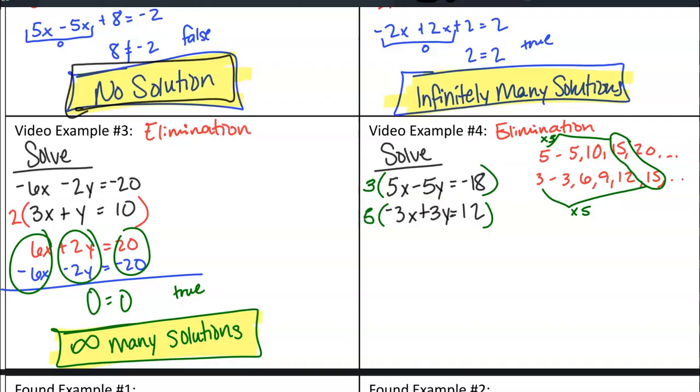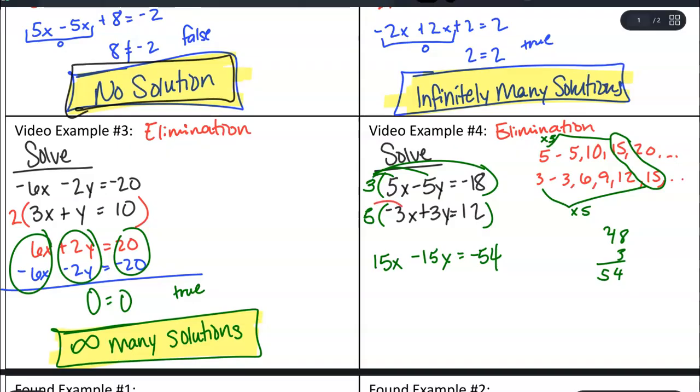Since this 5 is positive and this 3 is negative, I don't have to worry about multiplying by a negative because they're already going to be additive inverses. So 3 times 5x would be 15x. 3 times negative 5y would be negative 15y. 3 times 18 is 54, so negative 54. 5 times negative 3x would be negative 15x. 5 times 3y would be a positive 15y. And then 5 times 12 would be 60.